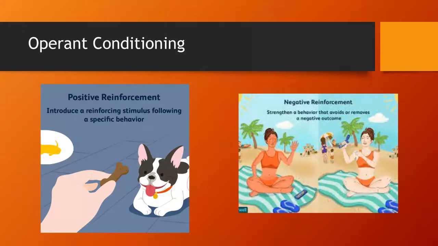So positive reinforcement, there it is on the left: introduce a reinforcing stimulus following a good behavior or positive behavior. Negative reinforcement: strengthen a behavior that avoids or removes a negative outcome. I don't use sunblock, therefore I get sunburned. If we want to take the sunburn as a negative response out of the situation, apply the sun cream. That's operant learning. We're taking something negative away, getting sunburn, and we then would use sunblock more frequently. Our behavior of using sunblock increases. We use it more often.